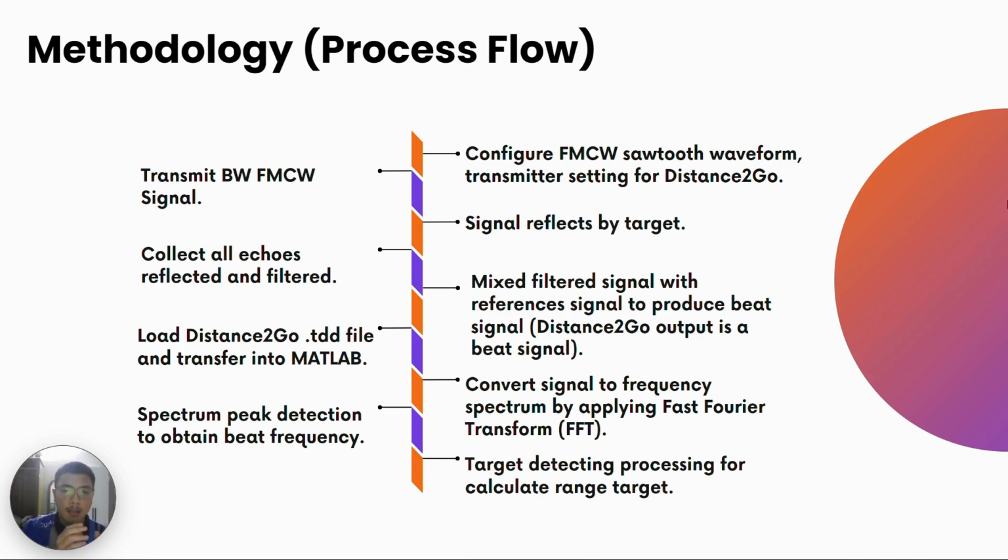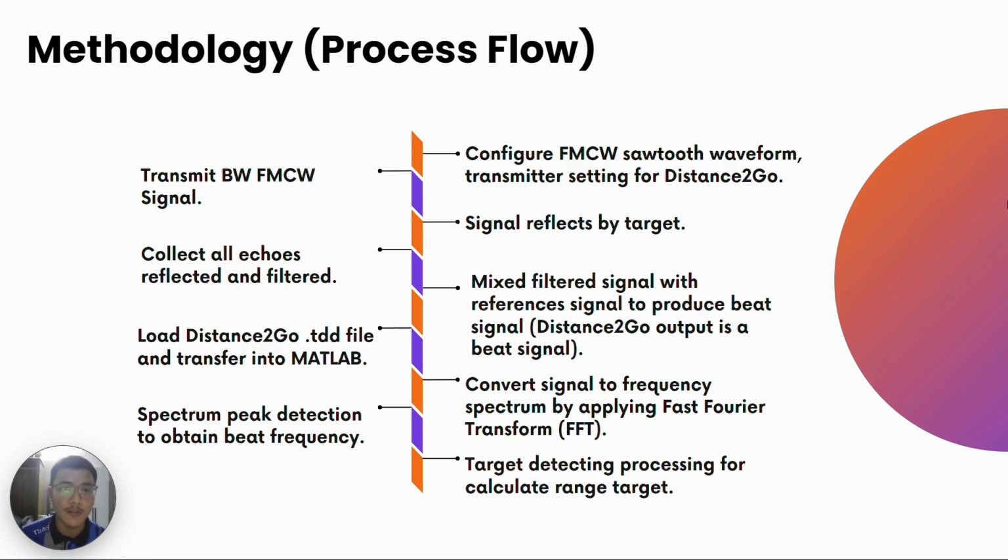After that, we will convert the signal to a frequency spectrum by applying the fast Fourier transform, the FFT. After that, we will use spectrum peak detection to obtain the beat frequency. And the last one is the target detection processing to calculate the estimated target range, which is the first objective.